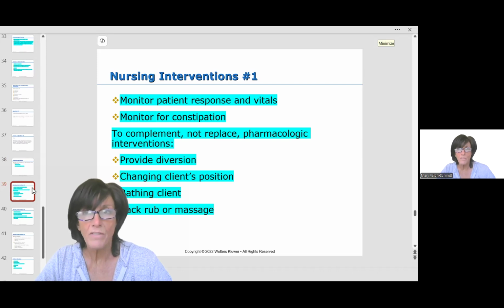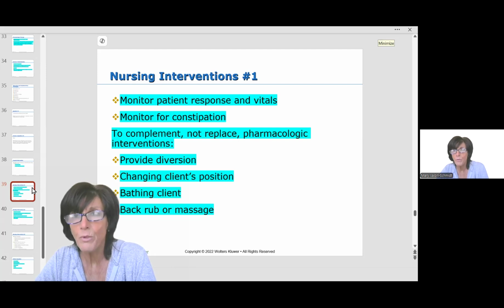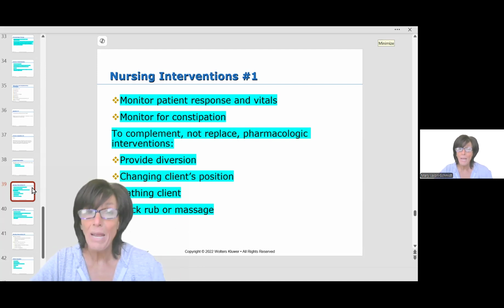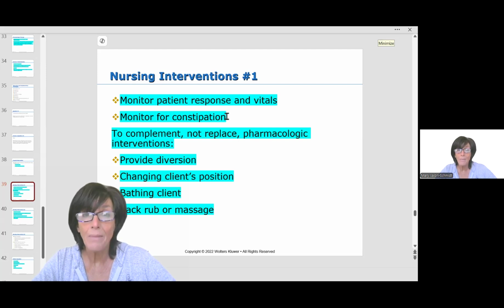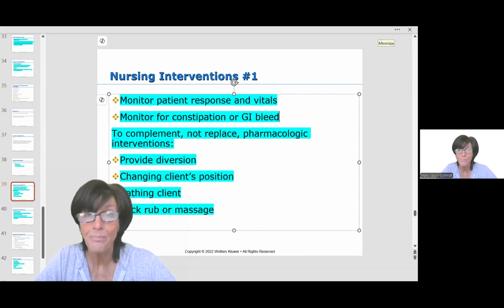As a nurse, what are you responsible for? Monitoring the patient's response and their vital signs. Real important, especially with opioids, you're monitoring respiratory rate first, and urinary output, right? Because opioids cause respiratory depression, urinary retention, paralytic ileus, so check bowel sounds, bowel sounds, bowel sounds. Also monitor for constipation or potential GI bleed, because that is a side effect of NSAIDs and aspirin.